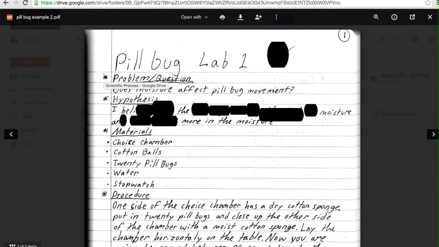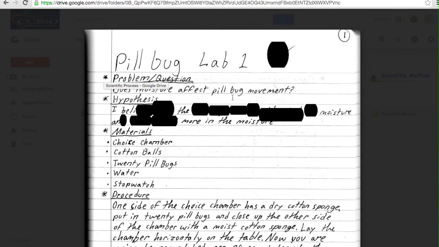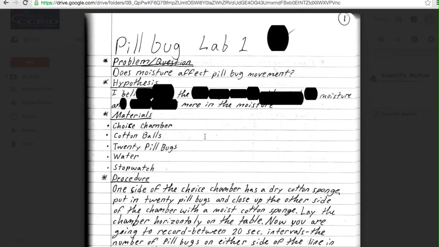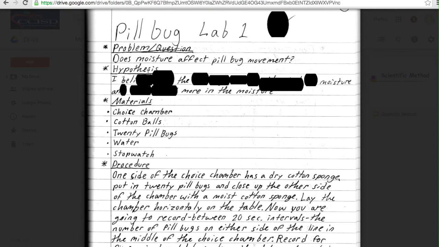Here is a student-generated example of the lab that we are performing this week, the pill bug lab. As you can see, this student listed the title, pill bug lab. Underneath title came problem/question, and then they listed the problem/question. Does moisture affect pill bug movement? Underneath the problem comes the hypothesis. They wrote out hypothesis and underlined it. Underneath that, they stated their hypothesis. Now I have blacked out their work so that you can do your own.